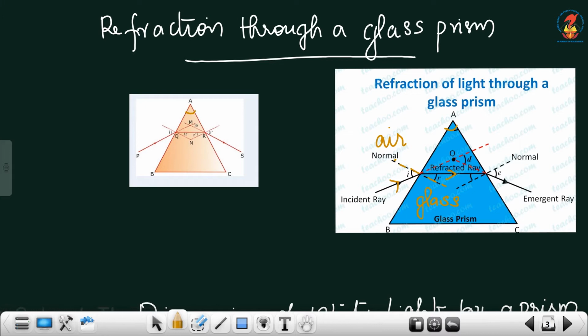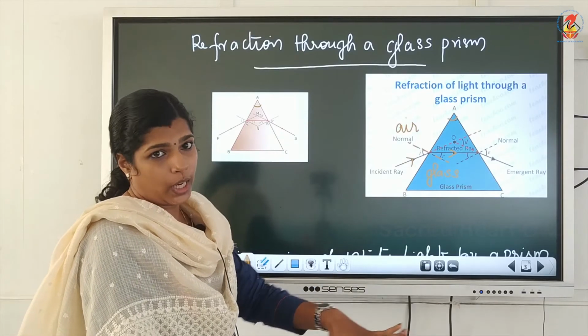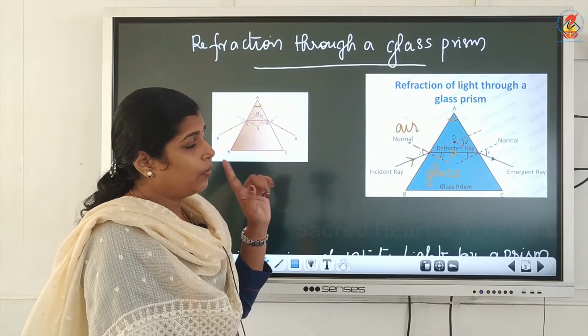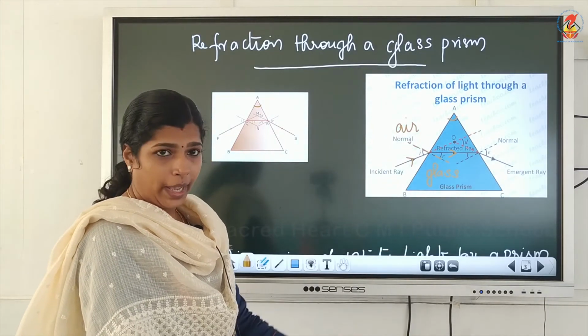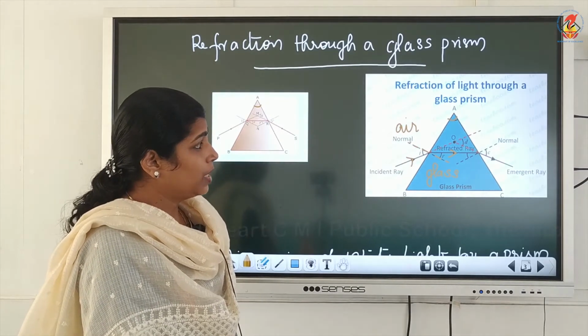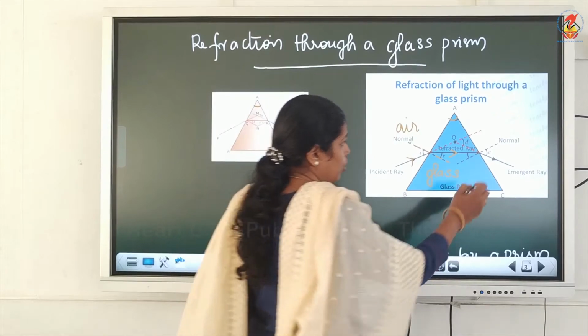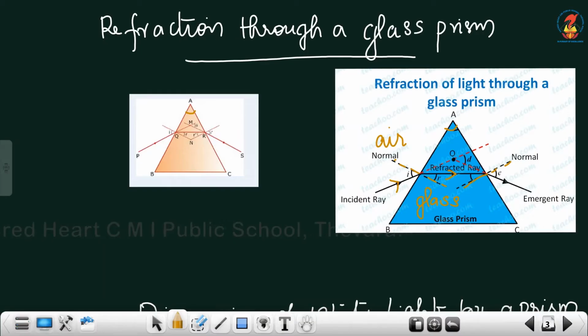When the refracted ray falls on the surface AC of the triangular prism, the light ray will travel from a denser medium to a rarer medium. That means the light will travel from glass to air. So, it bends away from the normal. At this point, this one is a normal, and it will bend away from the normal. This is the emergent ray. That diagram I will draw here.